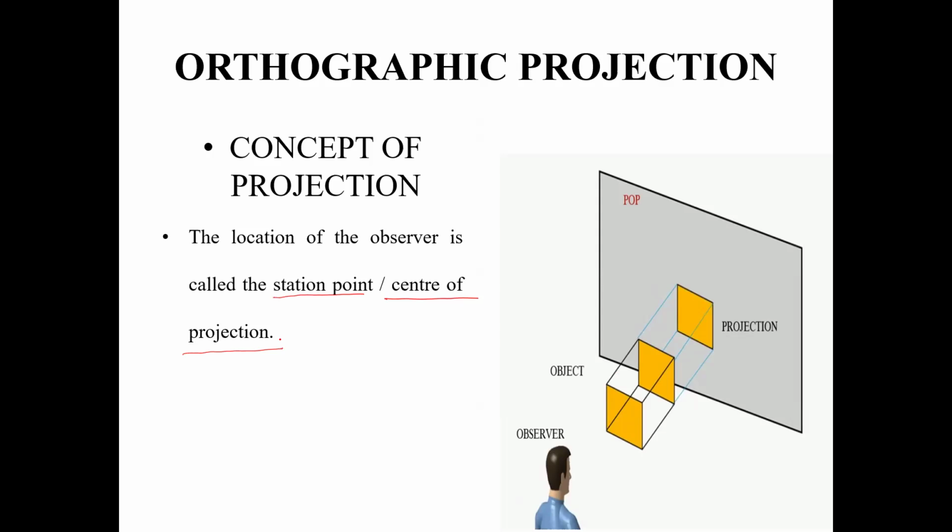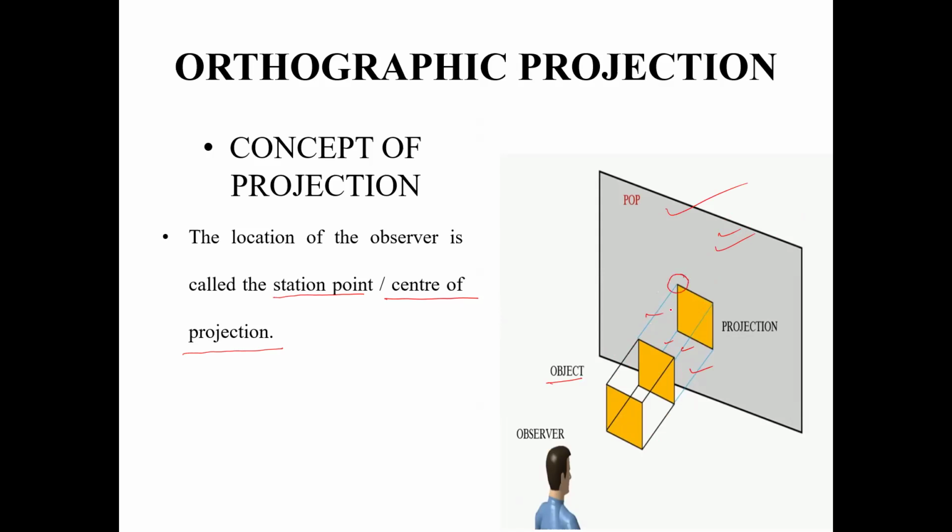So the general concept of projection says that when imaginary lines like this are drawn from different points of an object, and these lines go and hit a plane which is located somewhere with respect to the object, then we say that this object is projected on this plane. All these imaginary lines are going to hit this plane at various points.